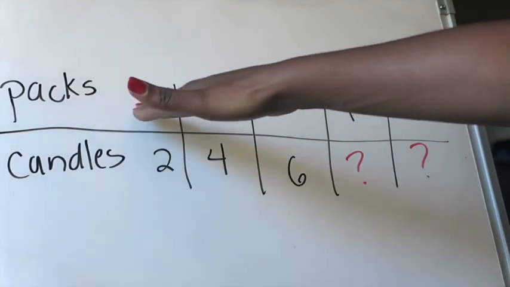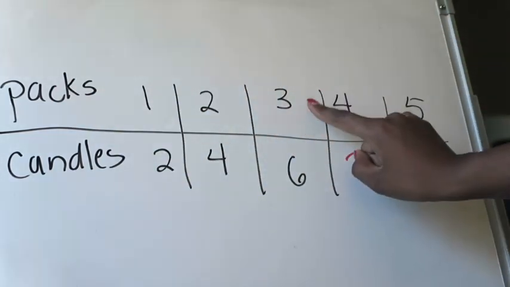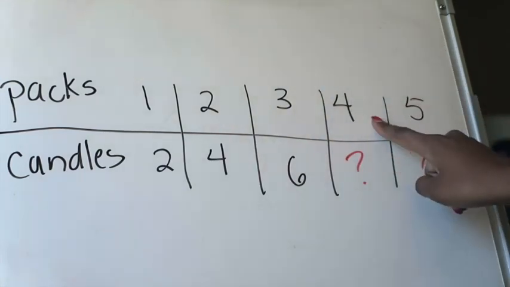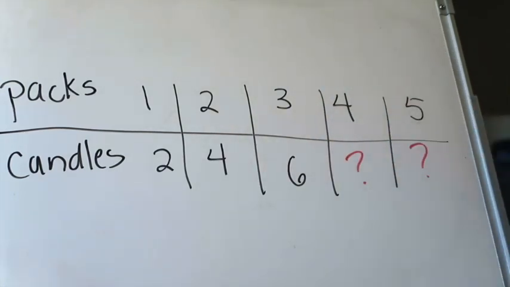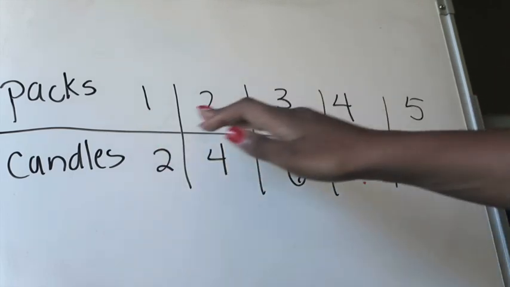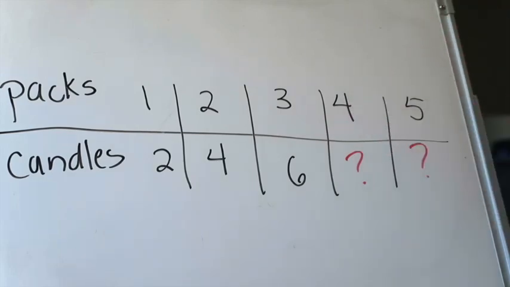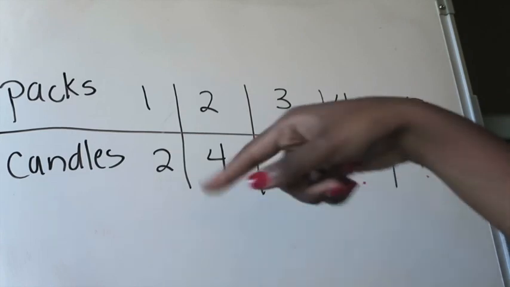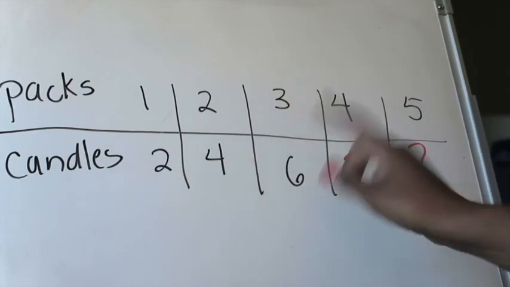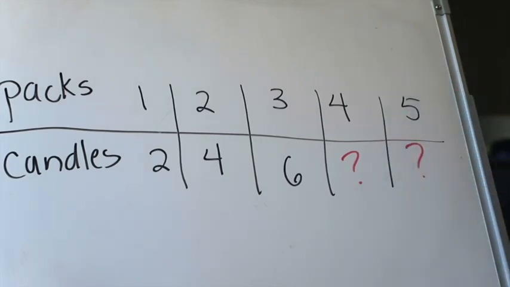So if I look at my packs, my first term is 1, then the next term is 2, then the next term is 3, the next term is 4, the next term is 5. Easy. The pattern there is that I'm counting by ones. I'm increasing each term by 1. Easy enough. Now let me look at the sequence titled candles. My first term is 2, my next term is 4, my next term is 6, and then I have to figure out what these two missing terms would be.